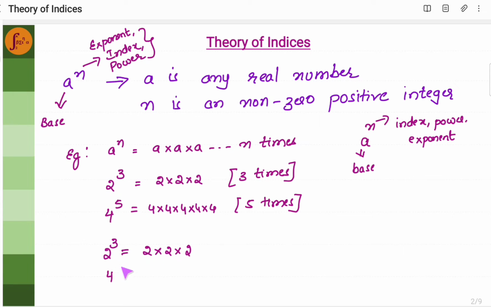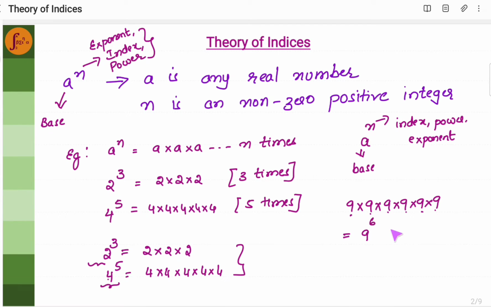Take another example, 4 to the power 5. This means I have to write 4 5 times. So this is a shorter way of saying that you have to multiply 2 3 times, multiply 4 5 times. Let's say you have 9 into 9 into 9 into 9 into 9 into 9. I've written this how many times? 1, 2, 3, 4, 5, 6. Now how do I write it in index form? It's nothing but 9, 6 times: 9 to the power 6.